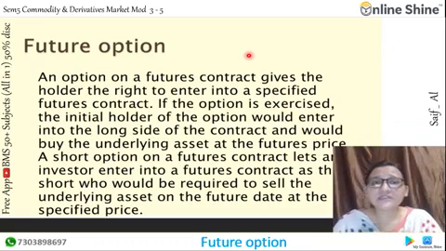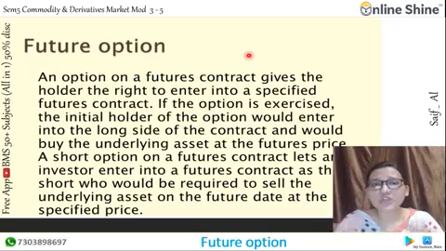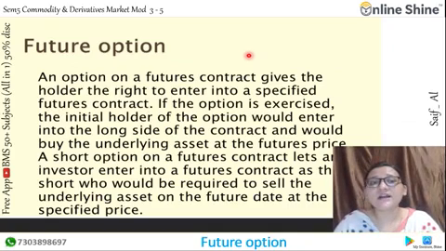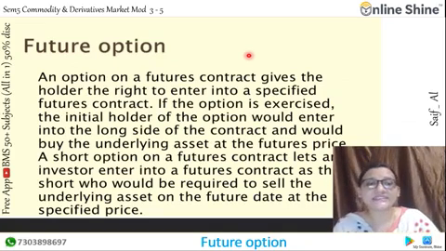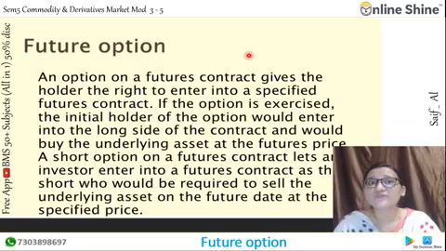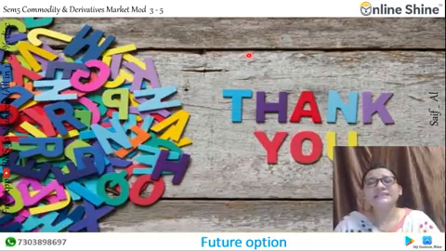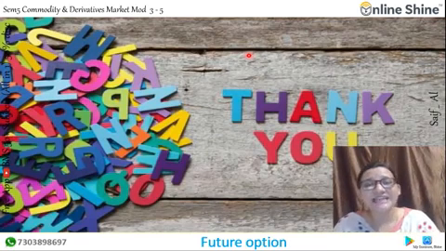But if the underlying asset's future price or short position of the future contract is left, the investor enters into the future contract. What does the short mean? Seller, who sells the underlying asset on the future date at the specified price. So the future option is customized, or we can say it is traded in the over the counter market. Now, this is the detailed information regarding the components, types of the market and transaction of the option exchange.